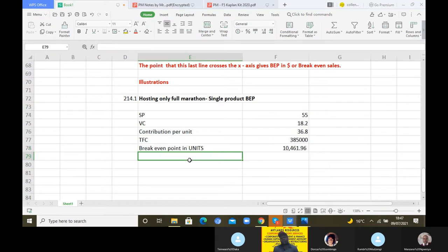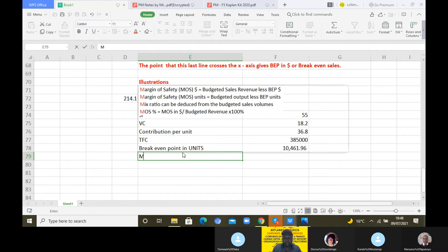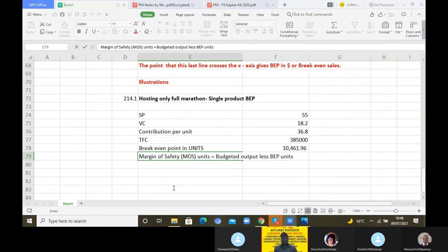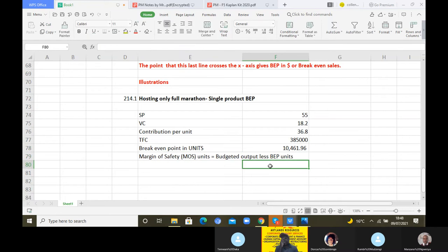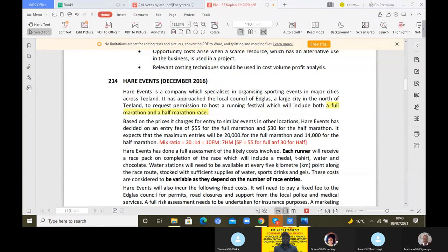Now, the question was saying, what is the margin of safety? And it is a percentage. So we need to proceed. We said MOS equals what? MOS in units, because our break-even point is in units. So it's budgeted output less break-even point in units. If you want to focus on full marathon alone, budgeted output will be 20,000.